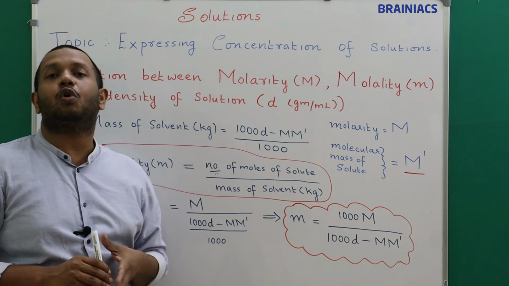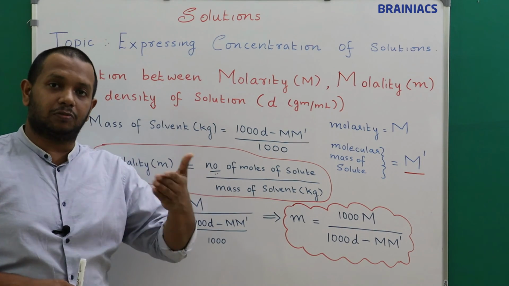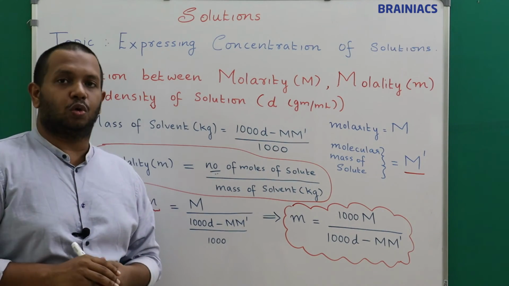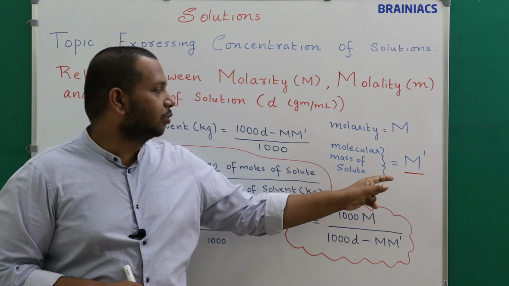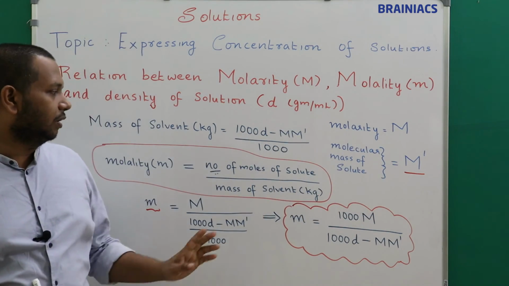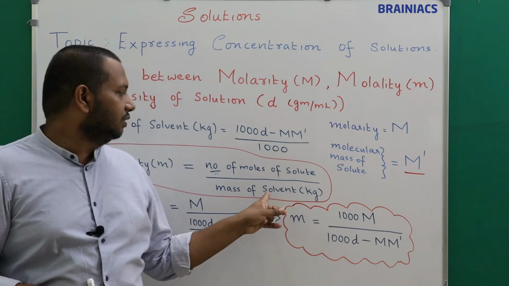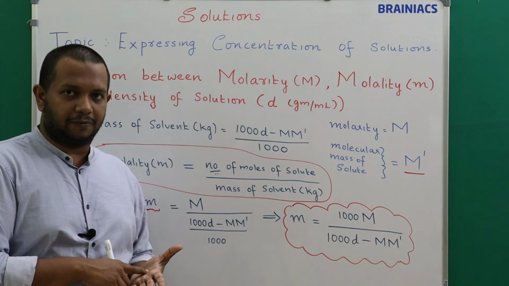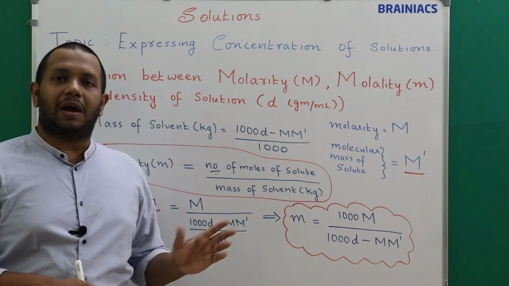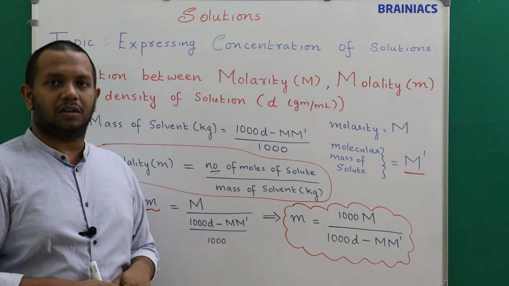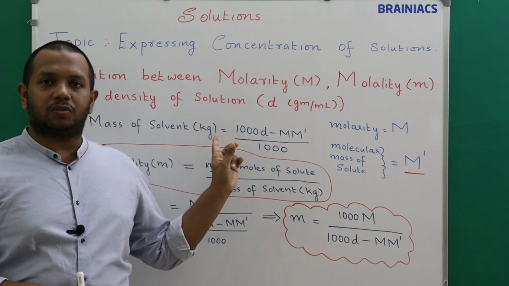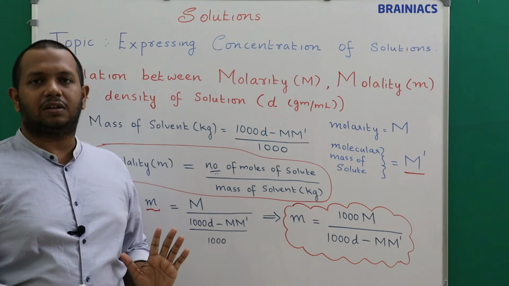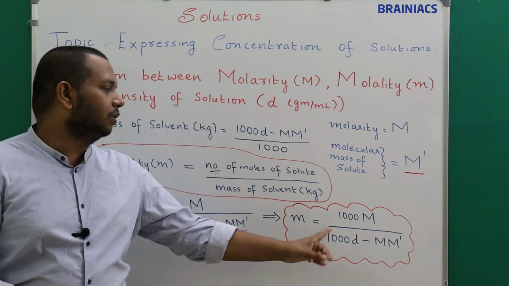Next, the mass of the solvent I need to find out. I know that mass of the solvent is nothing but mass of the solution minus mass of the solute. So already I know the molecular mass of the solute. I hope you understood how we have arrived at this equation. That is what you need to find out actually. So substitute there, then you will get this.